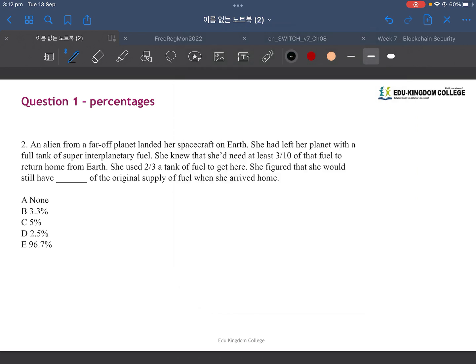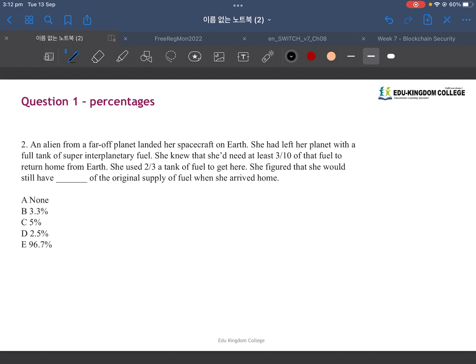Question 2 reads, an alien from a far-off planet landed her spacecraft on Earth. She had left her planet with a full tank of super interplanetary fuel. She knew that she'd need at least 3/10 of that fuel to return home from Earth. She used 2/3 of a tank of fuel to get here. She figured that she would still have, and this is the question we need to answer, blank of the original supply of fuel when she arrived home.